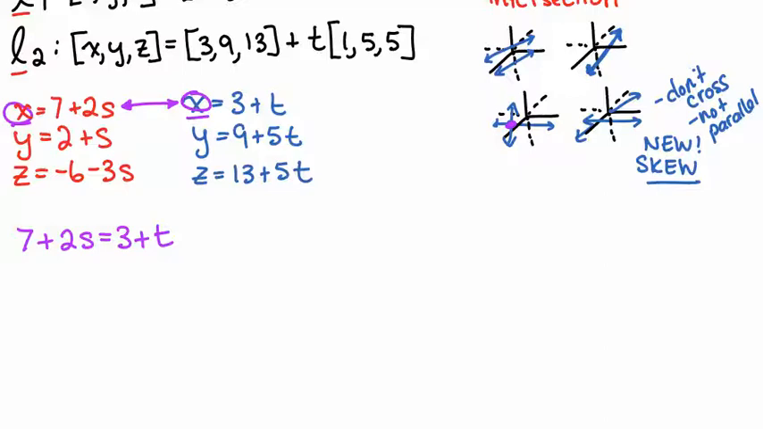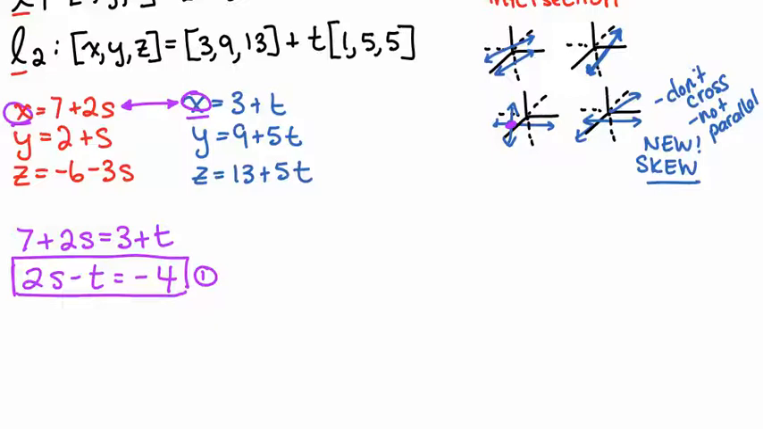And then we want to collect like terms, so I'm going to subtract 3 from both sides, so 4. I'm going to take my 2s to the other side, so 2s minus t equals -4. Doesn't really matter which side you move things to. Okay, so that's one equation I've got. Let's call that equation number 1. Okay, let's take another equation.